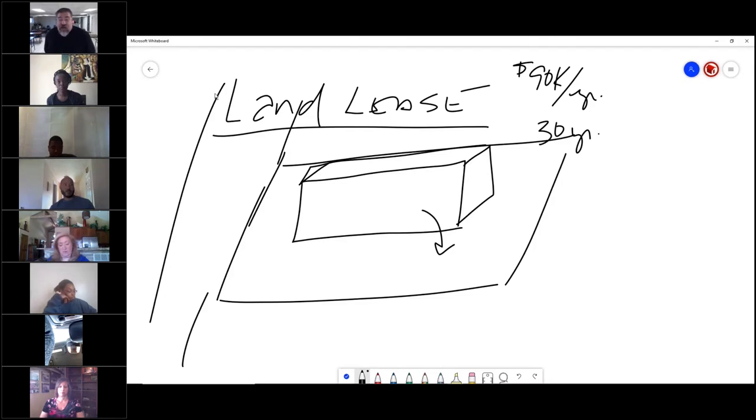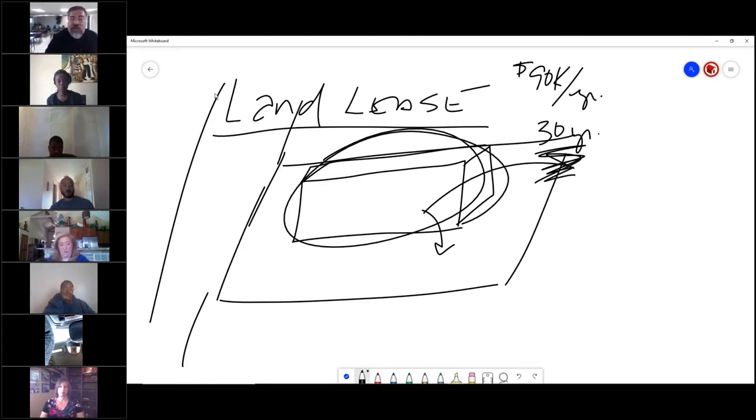That is a land lease, very common in the commercial world. At the end of that 30-year land lease, it goes away, and you keep the building as the owner of the land. And you collected, what is that, 90,000 times 30 years? 90,000 is 27,000, 30 years, 2.7 million. So yeah, you don't have to sell the land.